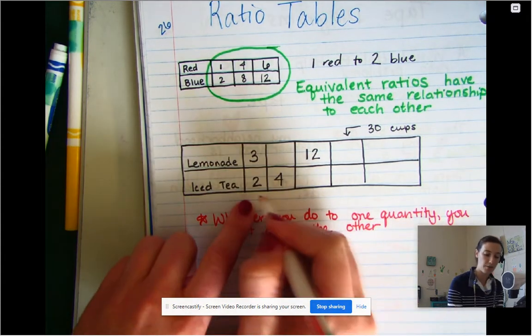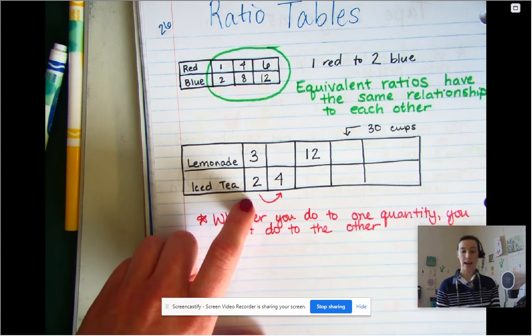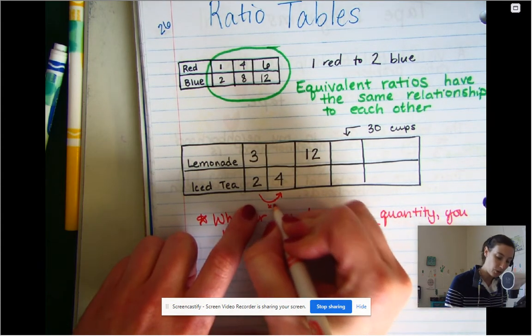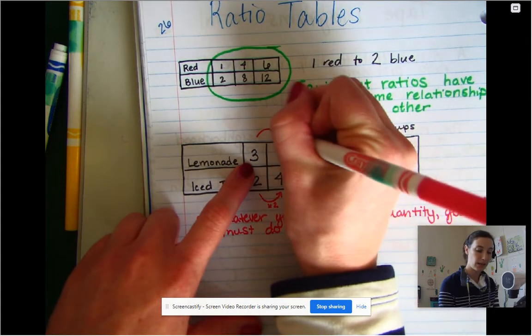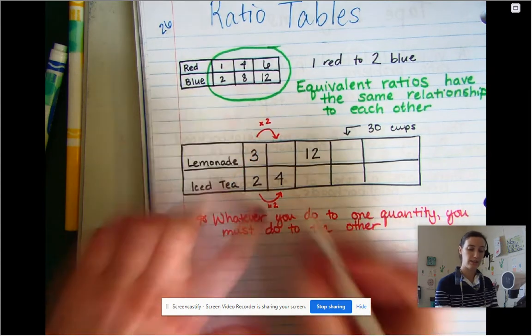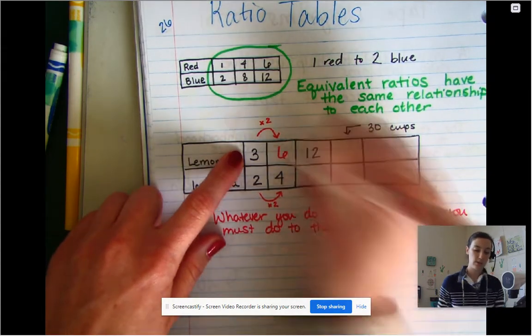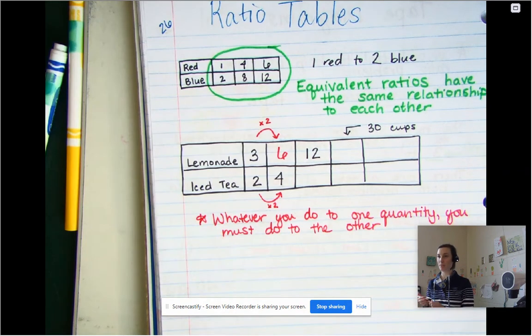So when I went from 2 cups of iced tea to 4 cups of iced tea, I multiplied by 2. 2 times 2 is 4. So I need to do that to the lemonade. 3 times 2 is 6. So if there are 4 cups of iced tea in the mixture, that means there'll be 6 cups of lemonade.